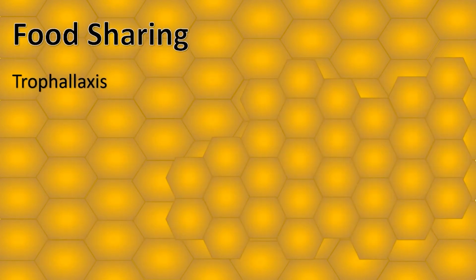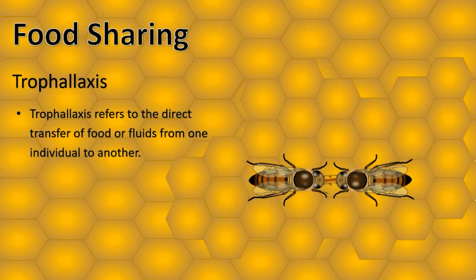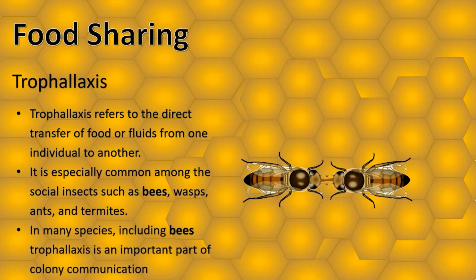Let us see about food sharing. The sharing of food is done by trophallaxis. Trophallaxis refers to the direct transfer of food or fluids from one individual to another. It is especially common among the social insects such as bees, wasps, ants, and termites. In many species, including bees, trophallaxis is an important part of colony communication.